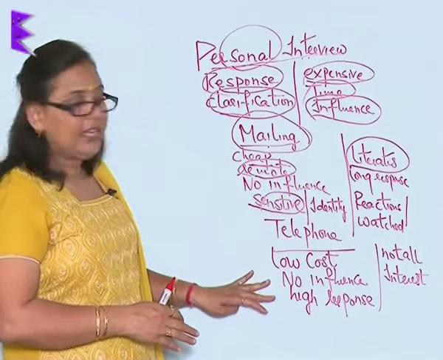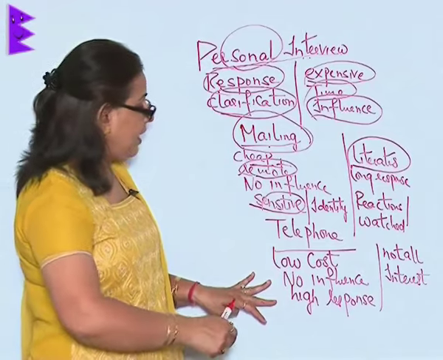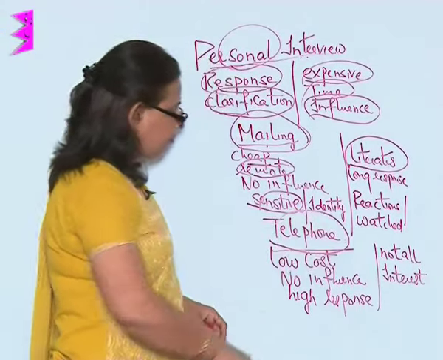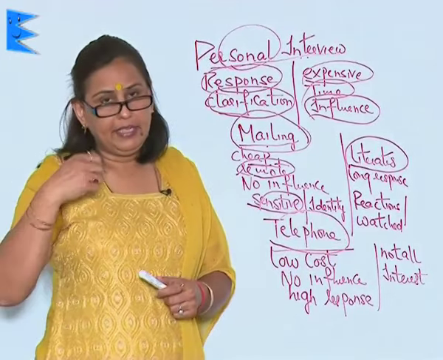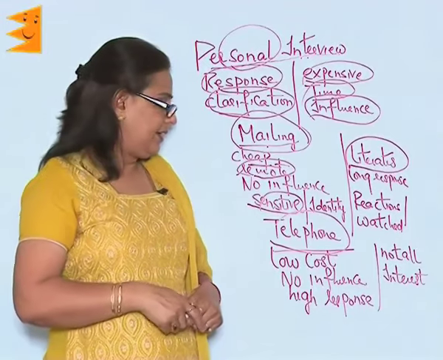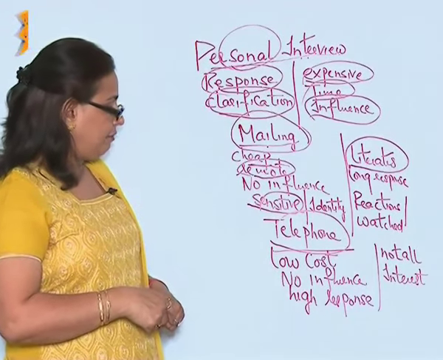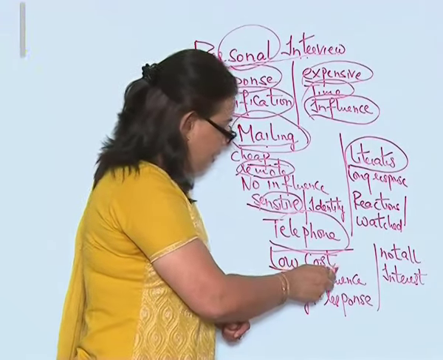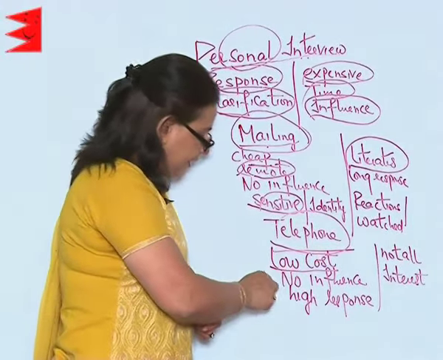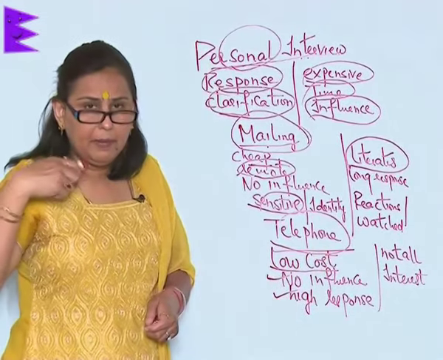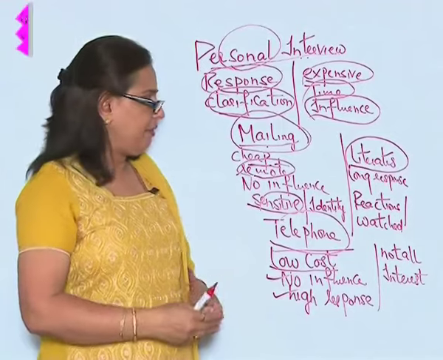The third and the last method, or mode, of collection of data is through the telephone. Telephone is when I start telephoning certain people and I try and collect data. Now, in this kind of method, the best advantage is that it is of low cost and I cannot influence anybody and I can get high response. I can telephone more number of people.